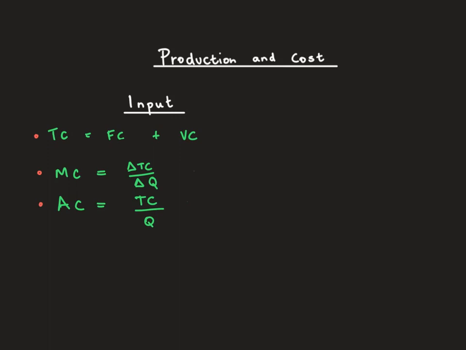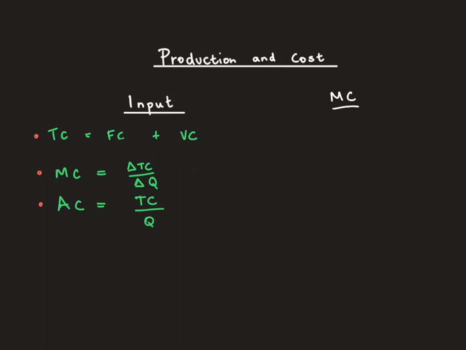Okay, so let's focus on the inputs or the costs of a business. The first one, the total cost, which is quite simple. I'll show you how to do this in an example later on when we understand what the concepts of marginal cost and average costs are. But for now, let's focus on the concept of marginal cost.